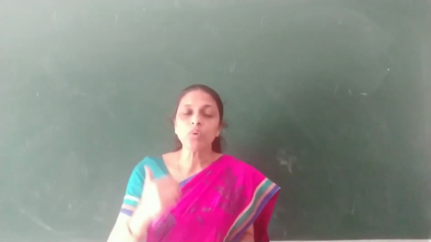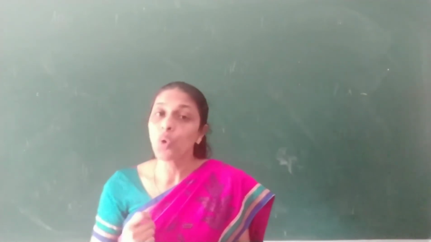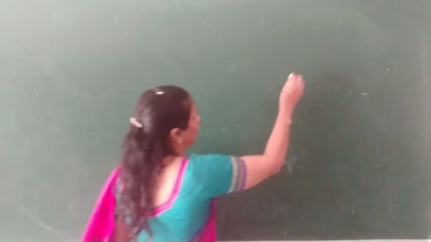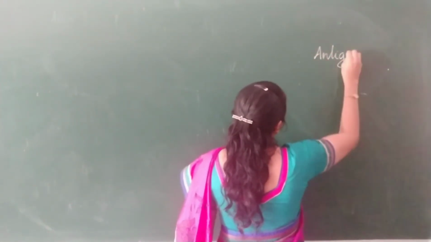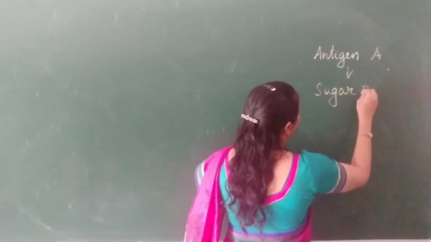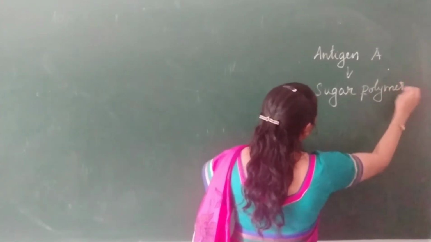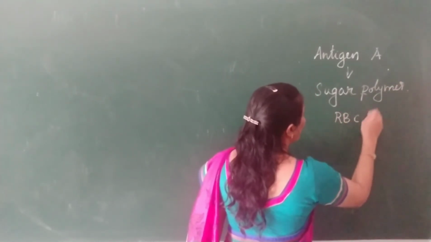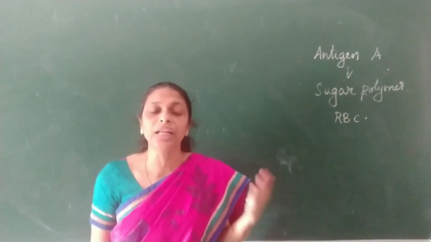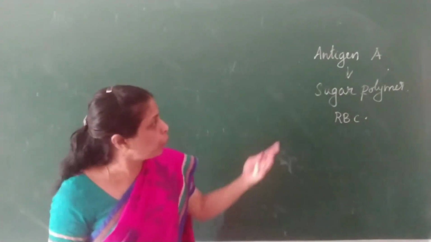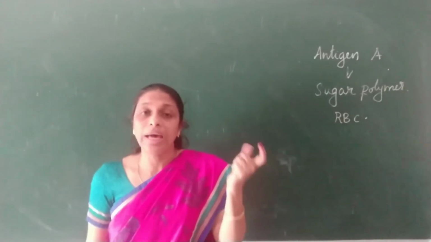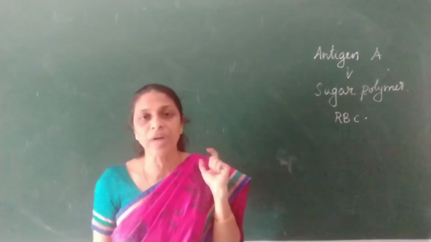Okay, so now the IA allele codes for antigen A. Now this antigen A is nothing but a sugar polymer. Antigen A is a sugar polymer which is found on the RBC membrane, the plasma membrane of RBC. So when I say the IA allele codes for antigen A, it means that it produces a sugar polymer which is found on the RBC membrane; RBC means red blood cells.